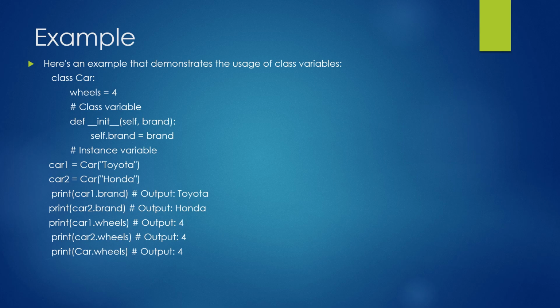by using the dot operator, we can access the attributes of a class. Print of car1 dot brand means car1's brand is Toyota. Then we will get output as Toyota. And car1 dot wheels, we get output as 4, as the class variable is wheels equals 4. We can access the class variable with the class name itself without any object, like Car dot wheels equals 4.